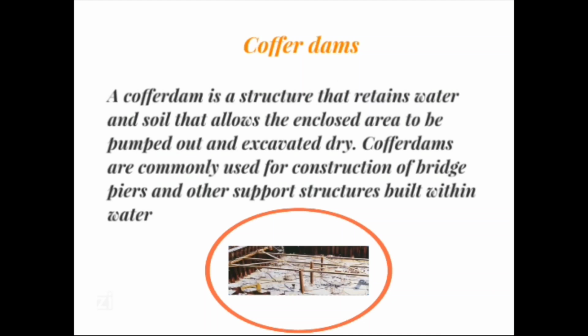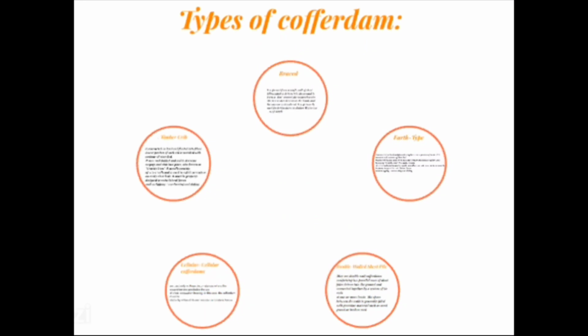Cofferdams. A cofferdam is a structure that retains water and soil, allowing the enclosed area to be pumped out and excavated dry. Cofferdams are commonly used for the construction of bridge piers and other support structures built within water. Also, cofferdam walls are usually formed from sheet piles that are supported by wallers, internal braces and cross braces. This figure is an example of cofferdams. Types of cofferdams will be discussed in the next slide.